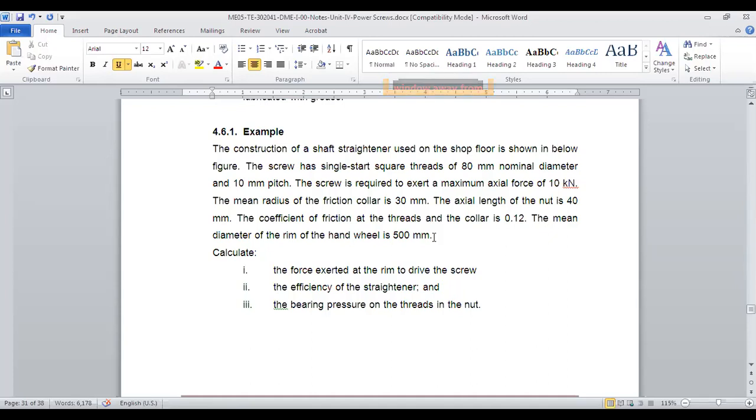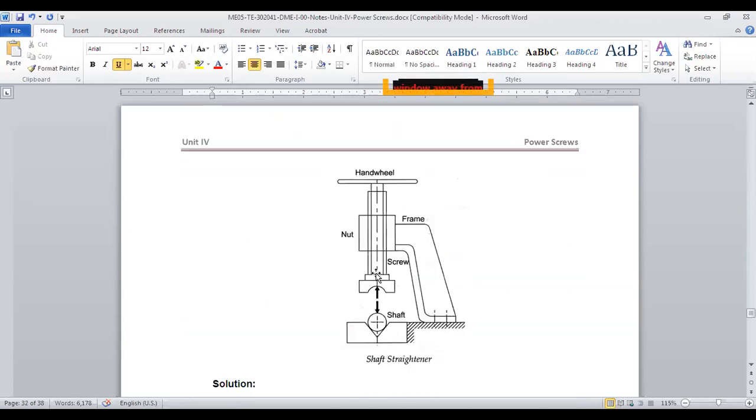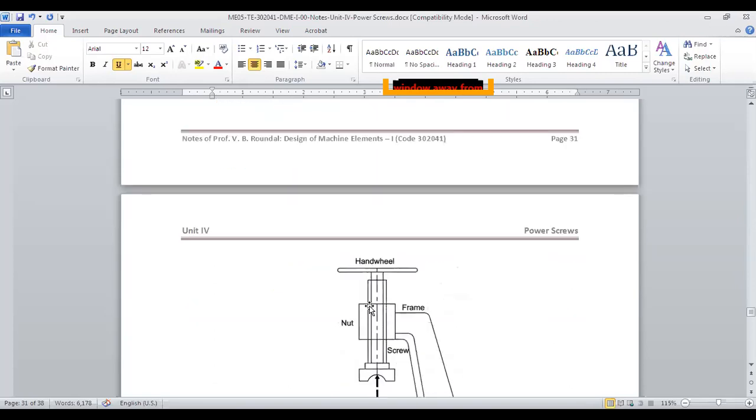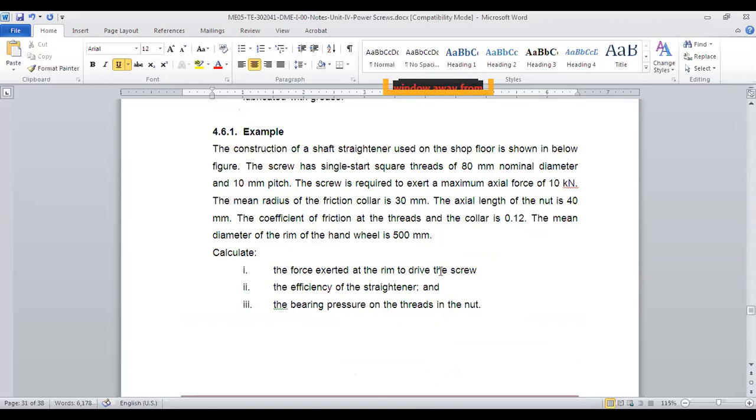Anyway, we have d as 80 mm, P as 10 mm, and we want to exert an axial force of 10 kilonewton with this straightener. The mean radius of the friction collar is 30 mm. Now we are using a friction collar here, and the mean radius there is 30 mm.